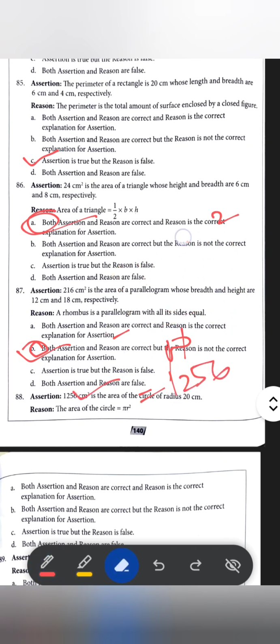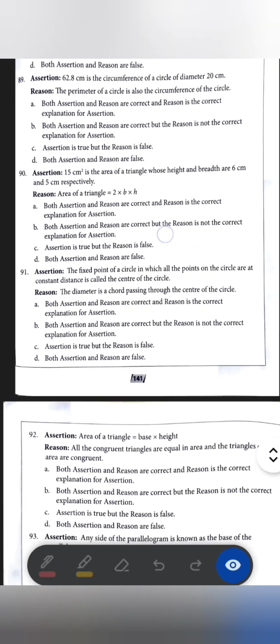Assertion is correct here. Now come to the reason part. The area of the circle is pi r square. Yes, that one is also correct. And option A. Both assertion and reason are correct, and reason is the correct explanation of assertion. Now come to the next part.